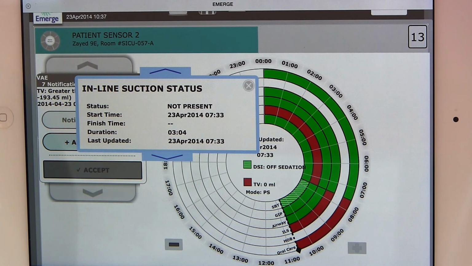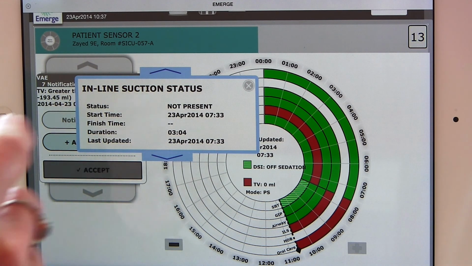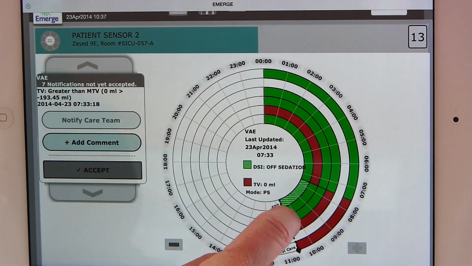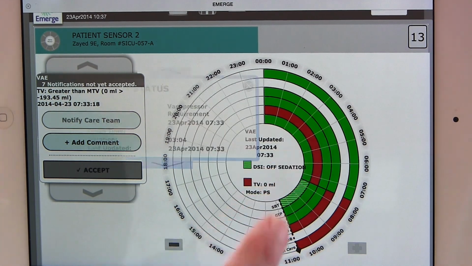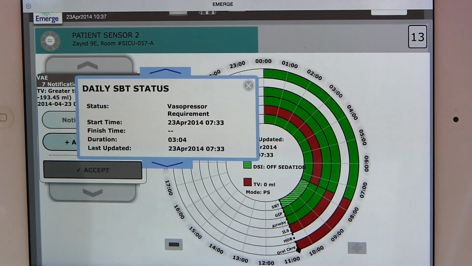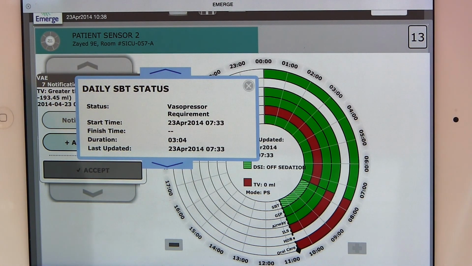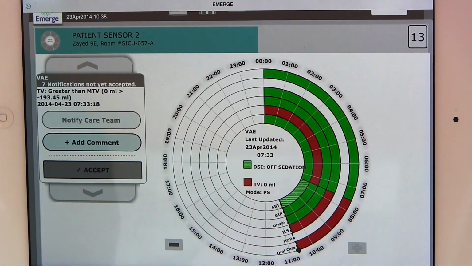Once an inline suction catheter is present and detected and documented, that ring will go to green. We can look at their spontaneous breathing trial, which is crosshatched, meaning that that is not appropriate for this patient. And the reason why that's not appropriate today is they have a higher vasopressor requirement than would be safe to have a spontaneous breathing trial.